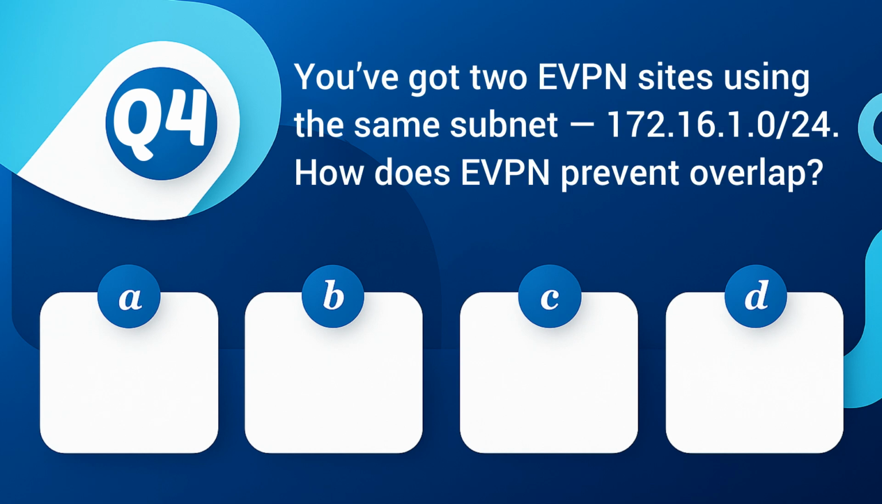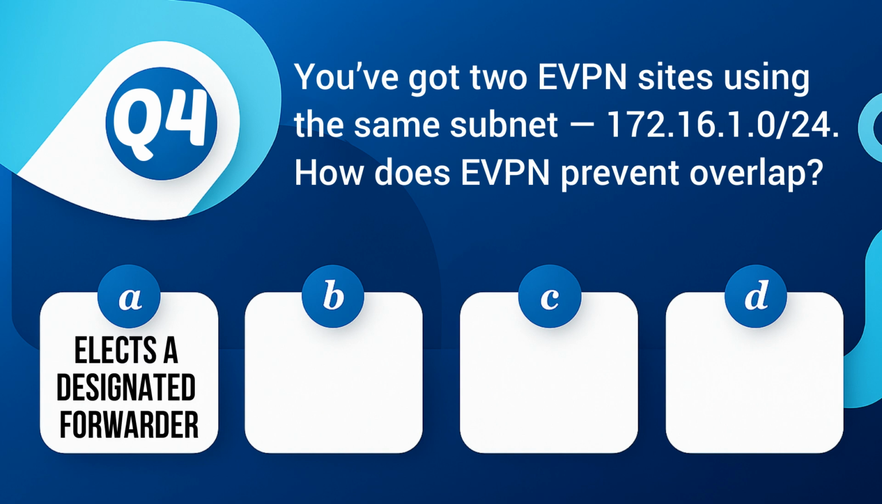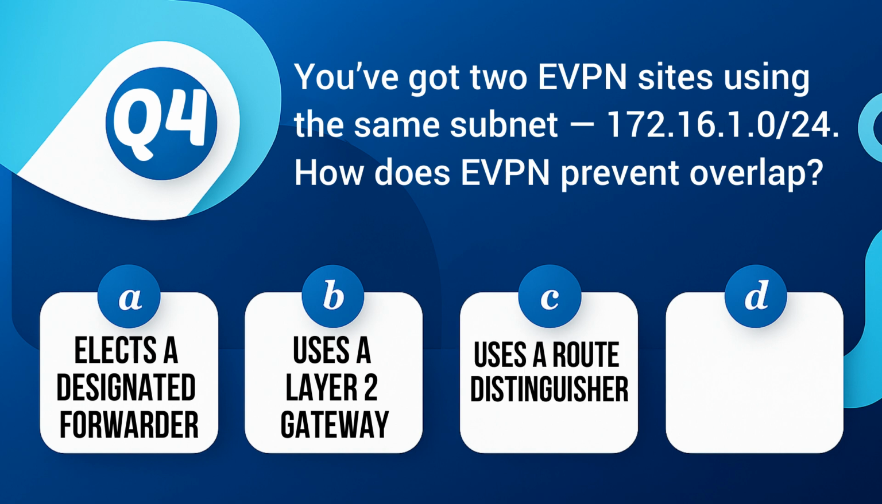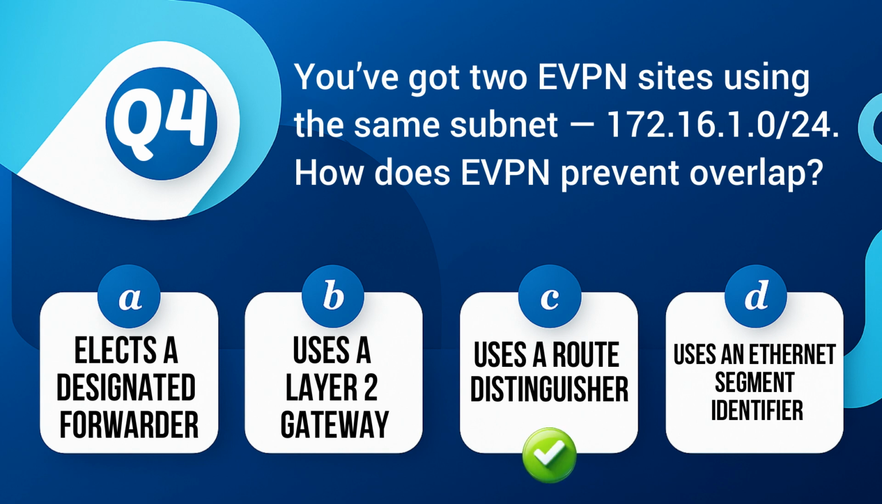Question 4. You've got 2 EVPN sites using the same subnet, 172.16.1.0/24. How does EVPN prevent overlap? A. Uses a designated forwarder. B. Uses a layer 2 gateway. C. Uses a route distinguisher. D. Uses an Ethernet segment identifier. The right answer is C.